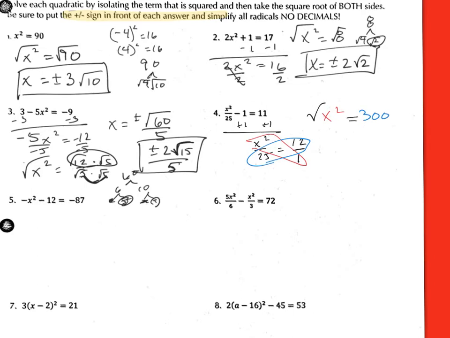And now, of course, take the square root of both sides. 300 is 100 times 3. So the square root of 100 is 10. We do not know the square root of 3. So you get plus or minus 10 radical 3.